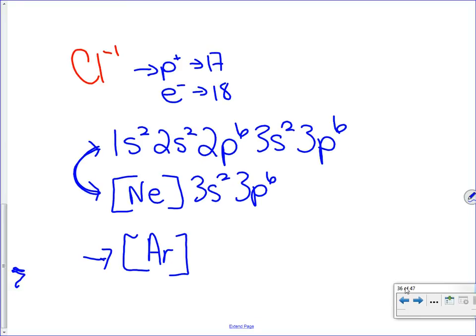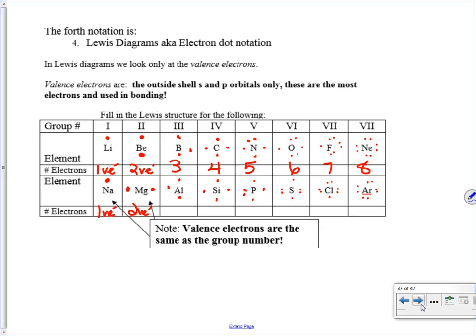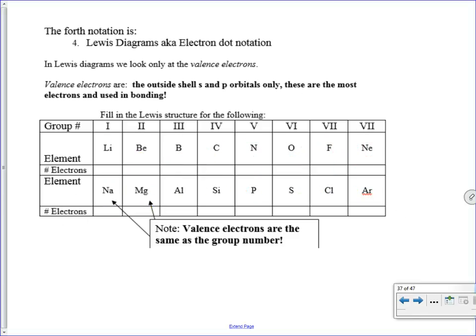Okay, so the last thing that we need to talk about in notations is Lewis dot diagrams.